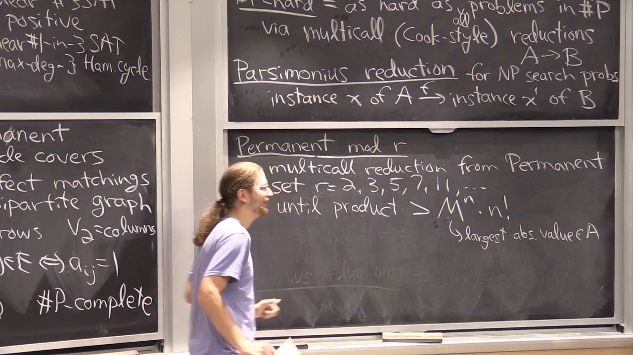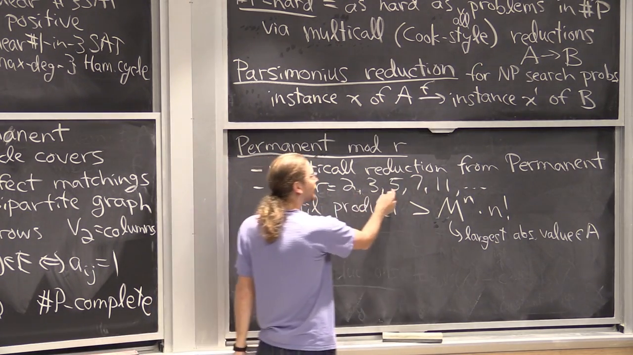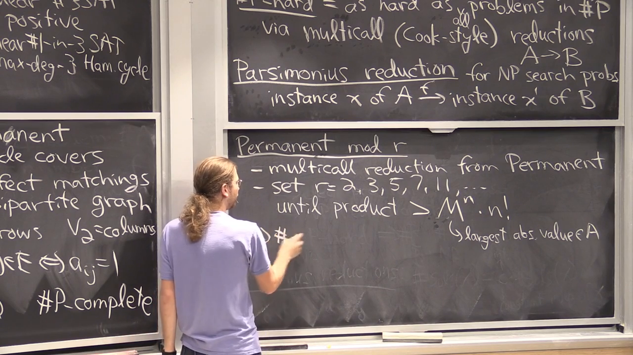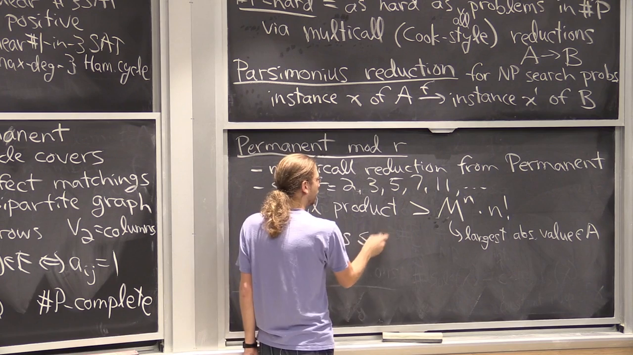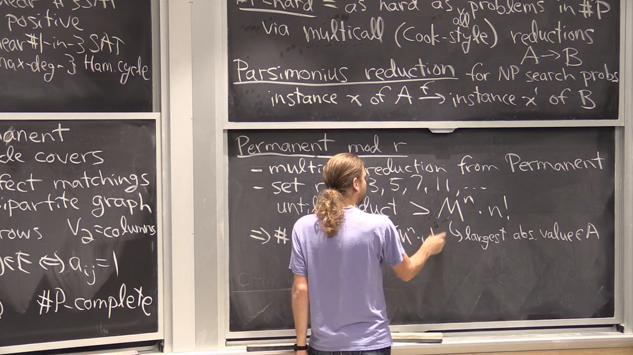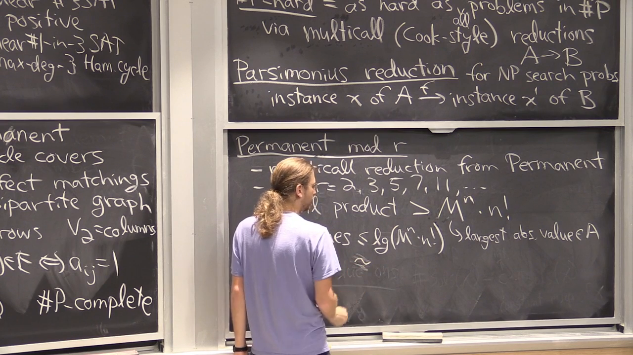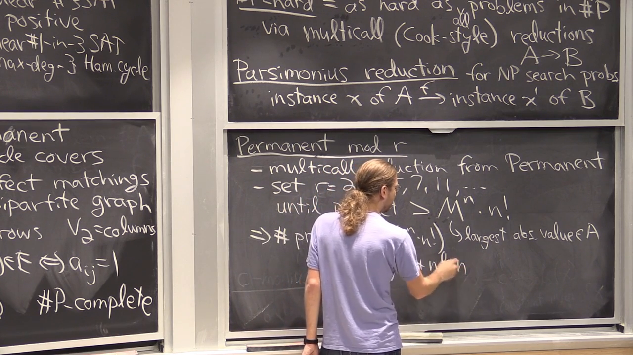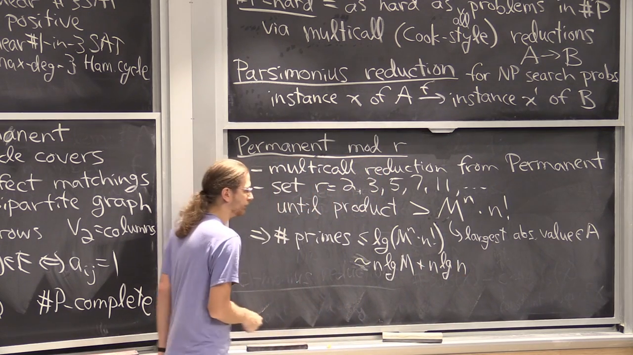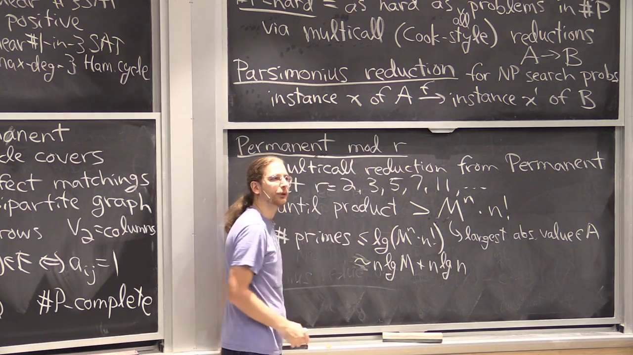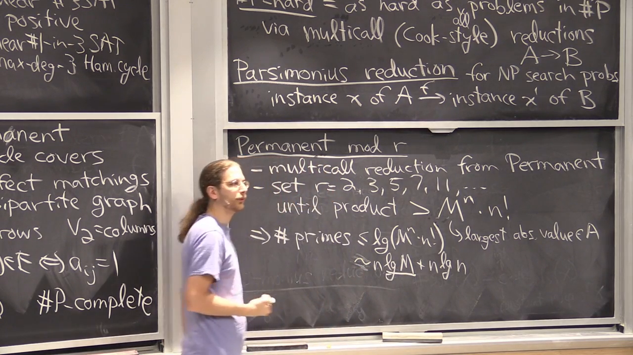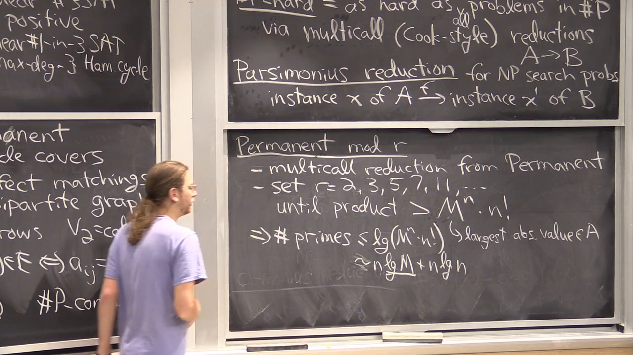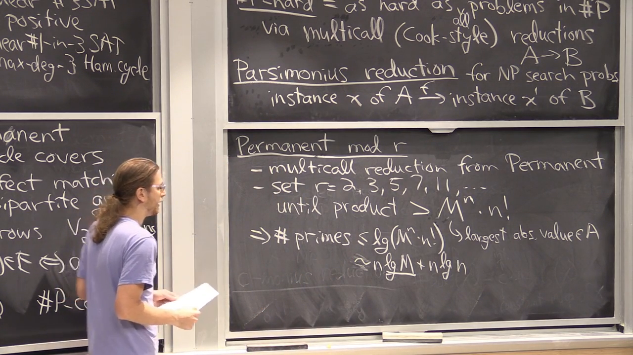All primes are at least 2. So the number of primes we'll have to consider is at most log base 2 of that. So this means the number of primes is at most log of m to the n times n factorial, and this is roughly, put a tilde here, n log m, that's exact, plus n log n, that's approximate. But it's minus order n, so it won't hurt us. So that's good, that's polynomial. Log m is a reasonable thing. M was given to us as a number, so log m is part of the input size. And n is obviously good, as the dimension of the matrix. So this is a polynomial number of calls.